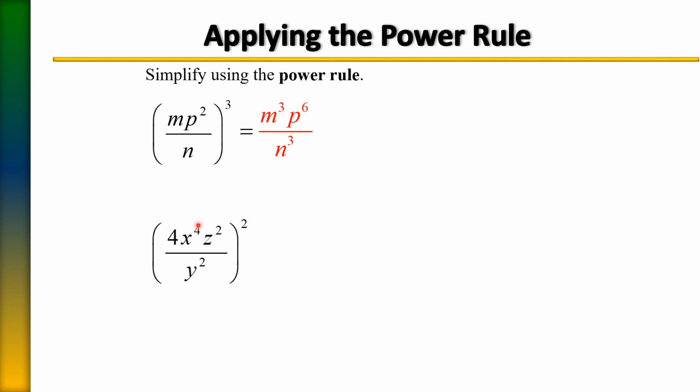X already has a power. Let's multiply them. 4 times 2, that's going to give you X to the 8th. Z already has a power. Let's multiply them. That's going to give you Z to the 4th power. On bottom, Y already has a power. Let's multiply them. That's going to give you Y to the 4th power. Lastly, let's solve the numeric part so that we can get our coefficient. 4 squared is 16, so our coefficient is 16, and there you have it, applying the power rule.